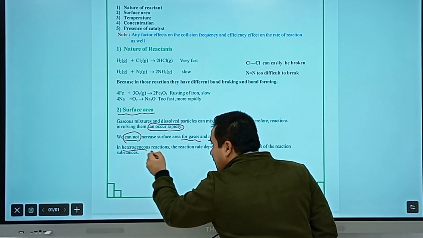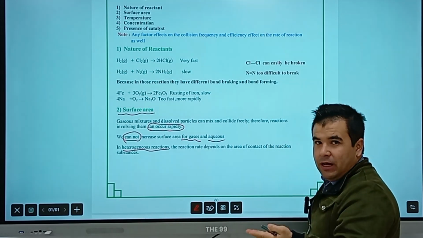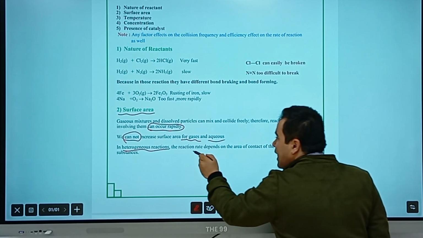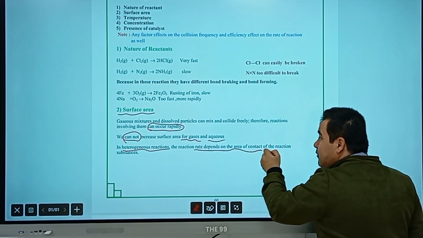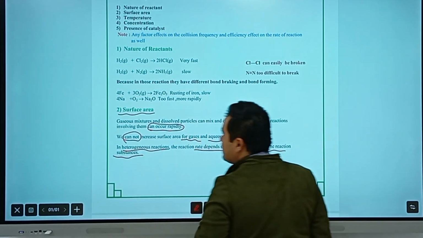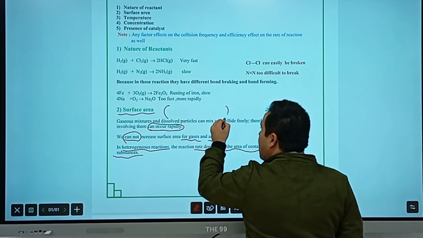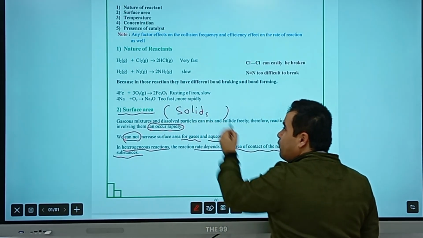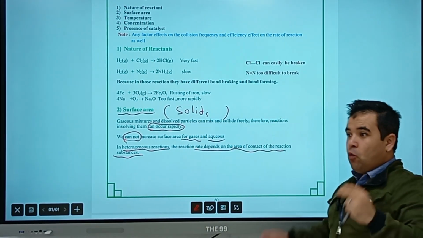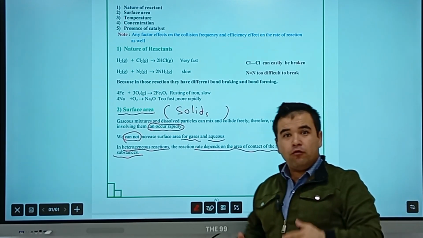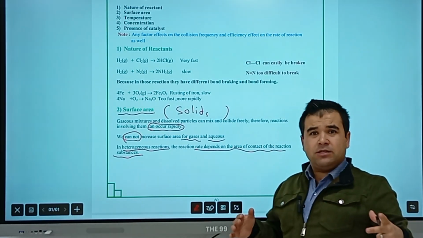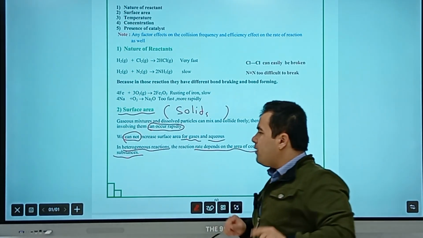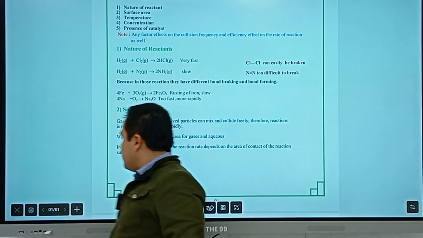In heterogeneous reactions, by which we mean the reactants exist in different phases, the reaction will depend on the surface area of contact of the reacting substances. And guys, we can conclude that surface area is only for the solid substances. Why? Because the only physical state of matter where we can increase or decrease the surface area is the solid state. The other states, we are not able to increase the surface area.